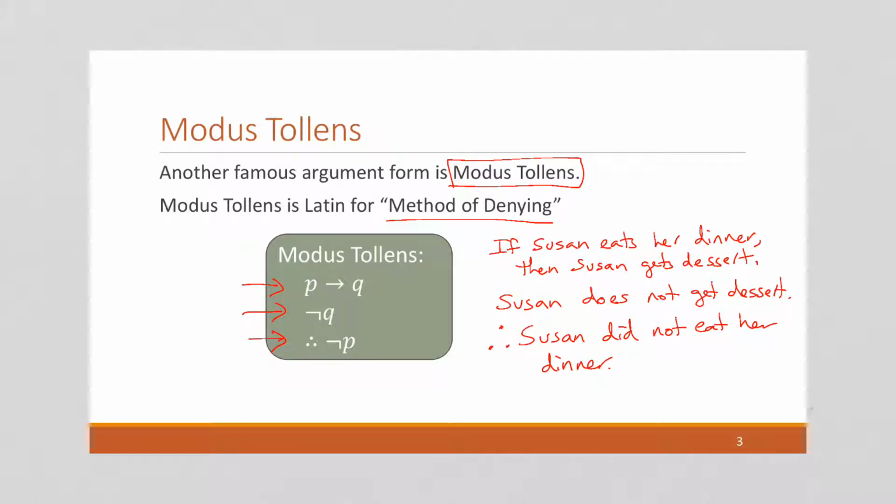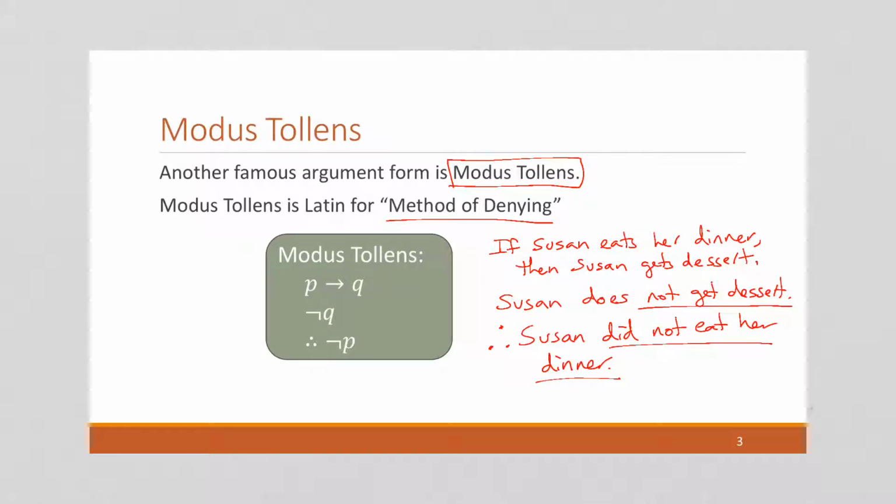Right. So she does not get dessert, that's the negation of Q, and she did not eat her dinner is the negation of P. This is a valid argument. You can do the truth table yourself if you want. I'm not going to do it here. It is a very famous argument. Just like modus ponens is very famous, modus tollens is very famous.